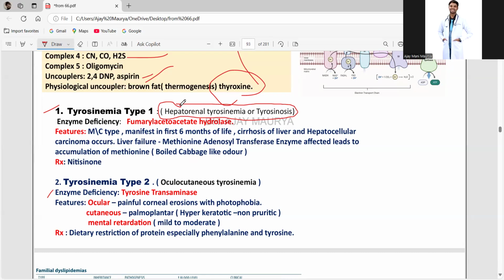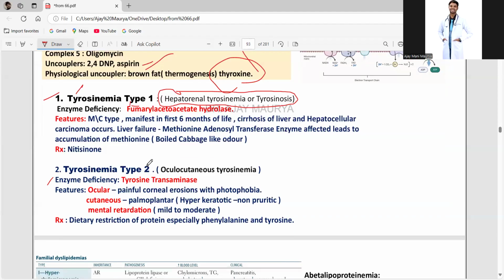Tyrosinemia type 1 is called hepatorenal tyrosinemia or tyrosinosis. Remember here, just remember the enzyme. It is fumarylacetoacetate hydrolase. F for fumarate, F means first. Type 1 is the first. That's why it is fumarylacetoacetate.